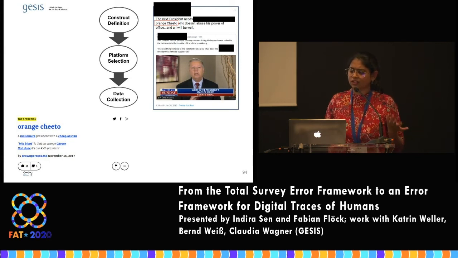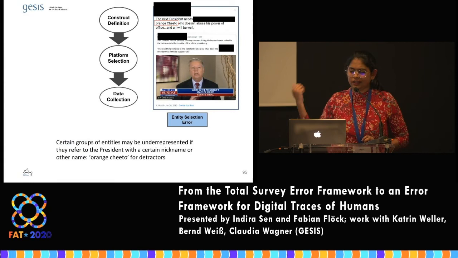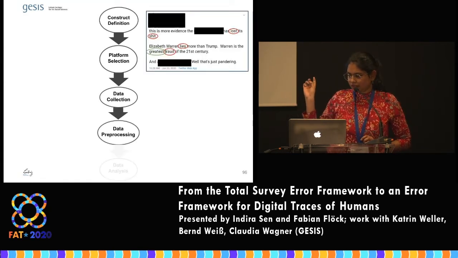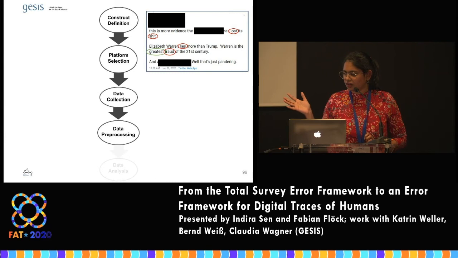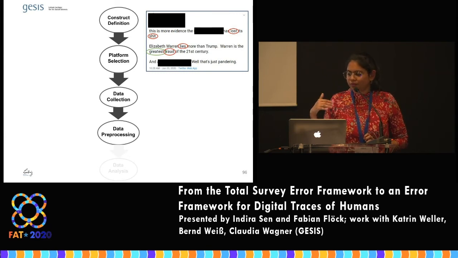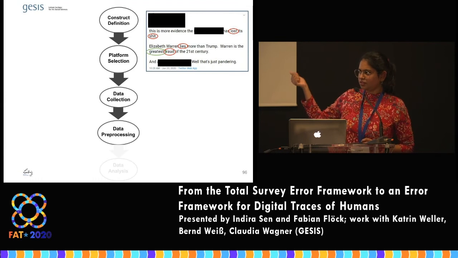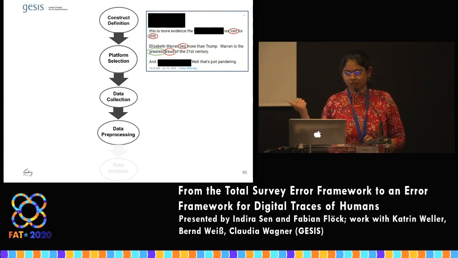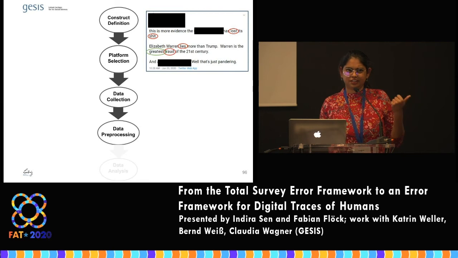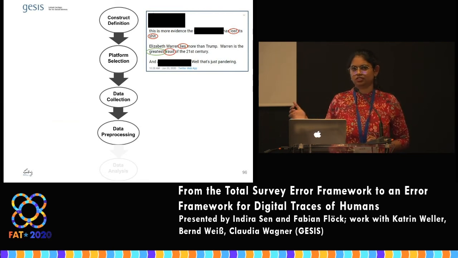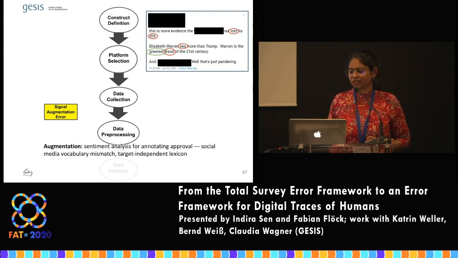Now we come to data pre-processing. For this case, we might want to use a sentiment lexicon that annotates some of the negative and positive words in a tweet. So this tweet particularly seems to be negative because it has a higher number of negative words. So you would think that this tweet is probably disapproving of Trump. But if you look closely, this negative sentiment is actually directed to Elizabeth Warren. And given that these sentiment lexicons are target independent, like they cannot tell you who is actually the target of the sentiment being expressed, you end up with a signal augmentation error.